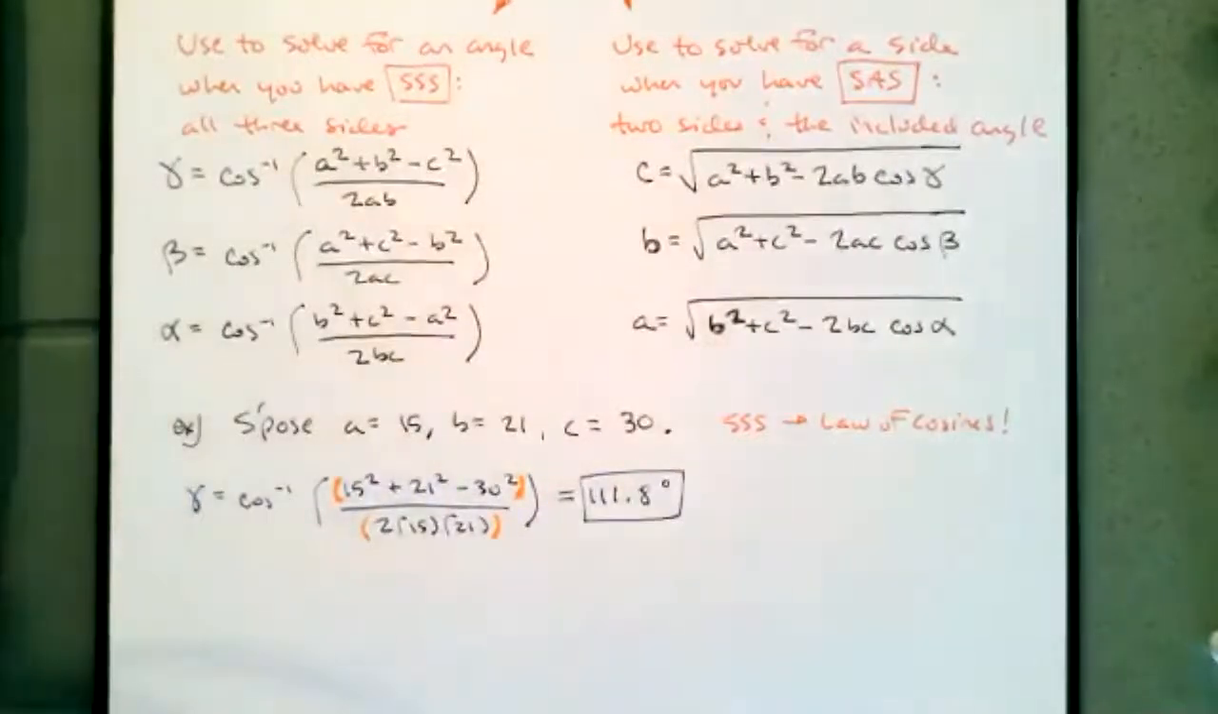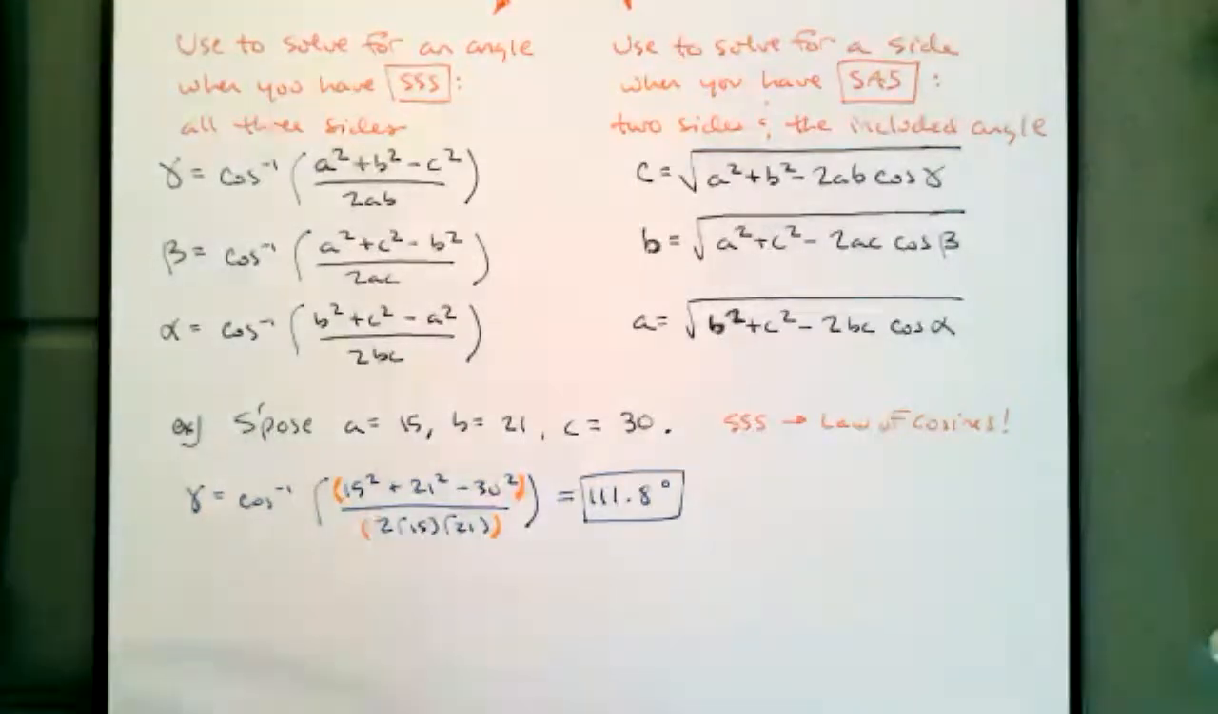Then we make sure that this makes sense. 111.8 is going to be the biggest angle because we can only have one angle in a triangle that's more than 90 degrees. And it is opposite the biggest side. So right now things seem to make sense. I can solve for one of the other angles using the law of cosines. We have an abundance of information, but we don't know the law of sines yet.